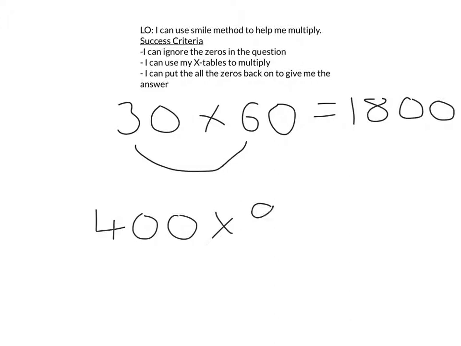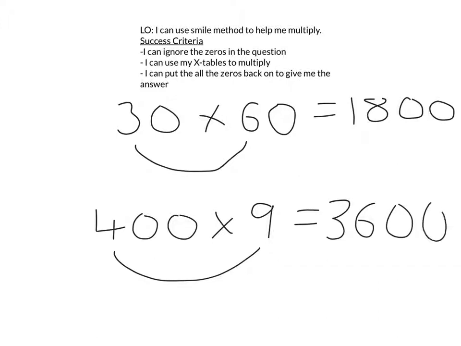Okay, or if I had, say, 400 times 9, it'd work in almost the same way. Ignore the 2 zeros, just put that smile in. 4 times 9 is 36, and again adding the 2 zeros on. Okay, and that's nice and simple. So all I need to do is forget about the zeros, remember my times tables, then put those zeros back on. And it's a nice simple method.